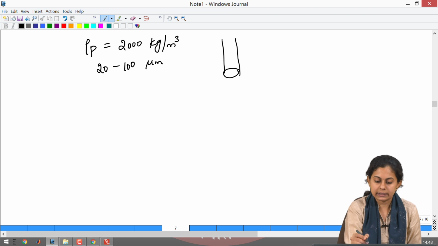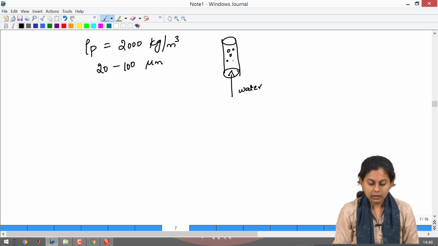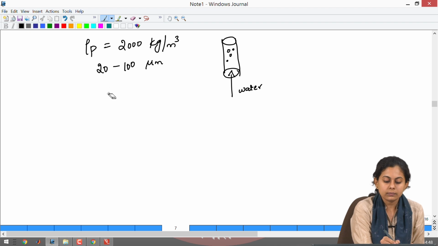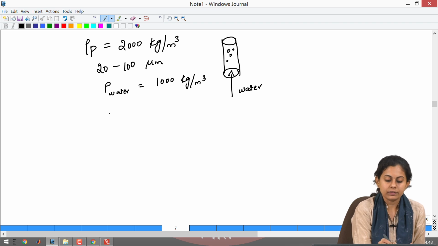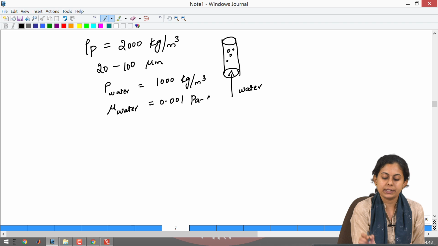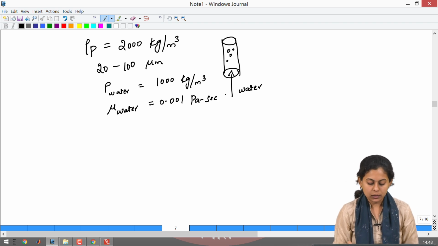So, this is the schematic. We have water flowing upwards and we have particles, and the density of water is 1000 kg per meter cube with viscosity 0.001 Pascal second.